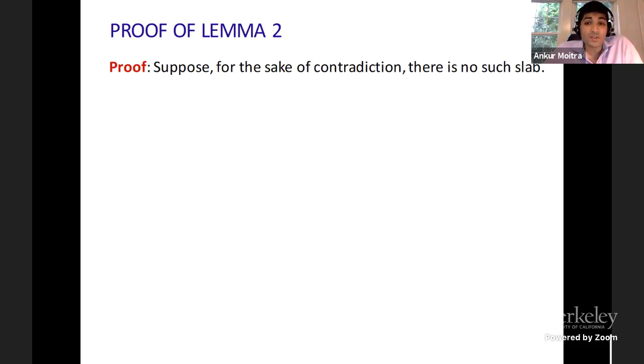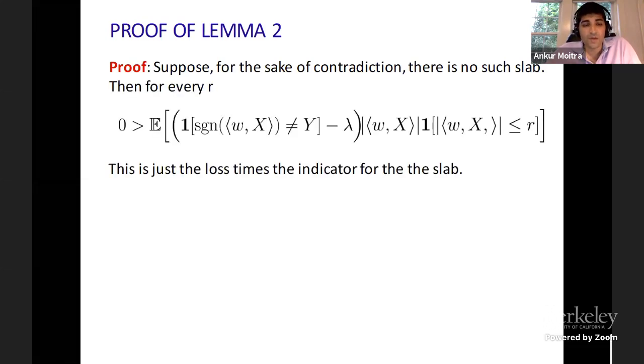So, suppose for the sake of contradiction that there is no slab where the leaky ReLU loss is large. There is no R, right? So let's literally translate what that statement means. That means for every R, when I plug in the definition of the leaky ReLU loss, it looks like the same thing. It's got this indicator function minus lambda times this absolute value term. And then I have this indicator function of whether or not the point falls into the slab, right?